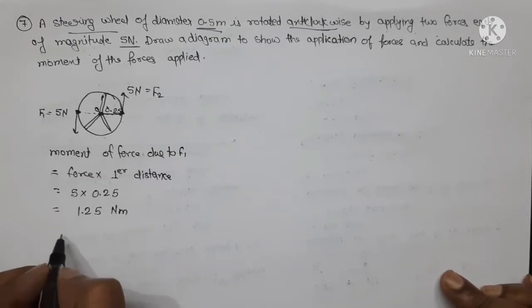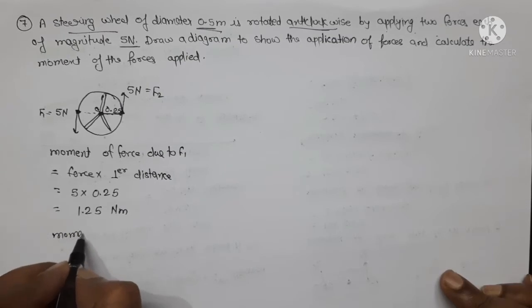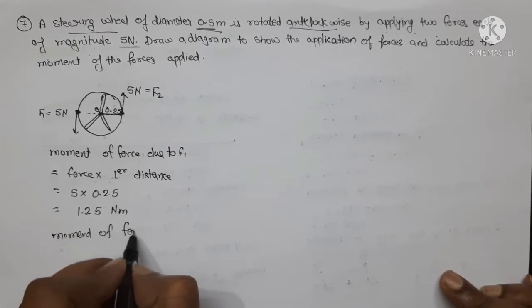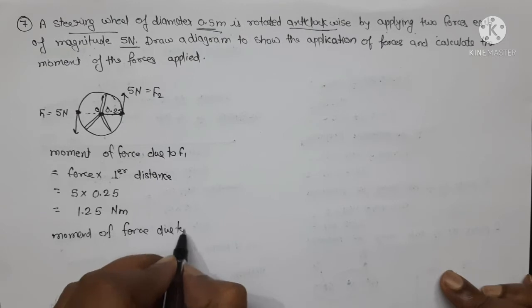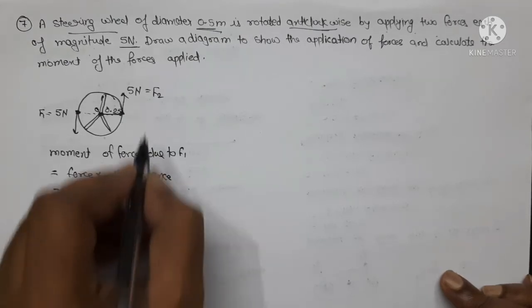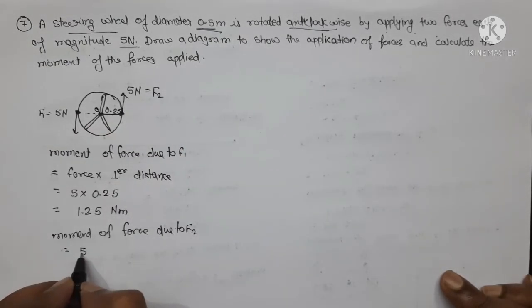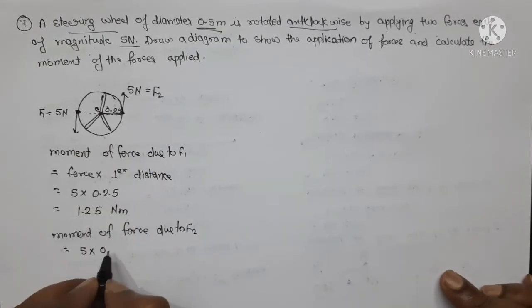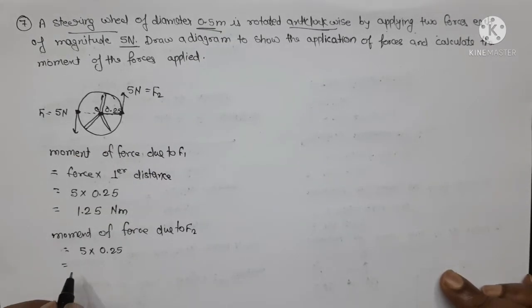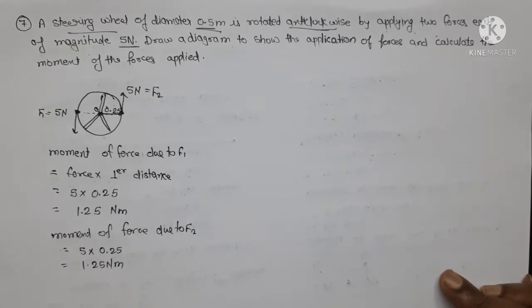And the next case will be what? Simply moment of force due to F2. So F2 is again 5 Newton. So 5, and the distance will be the same as the previous case. So 5 into 0.25, this will give you 1.25 Newton meter. And what is asked? Find out the total moment of force.